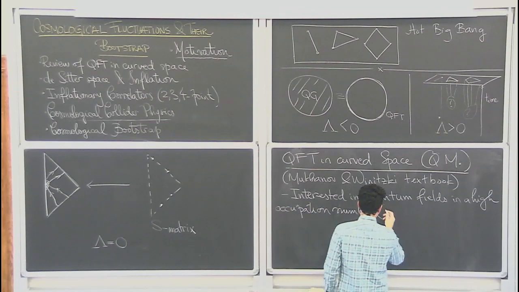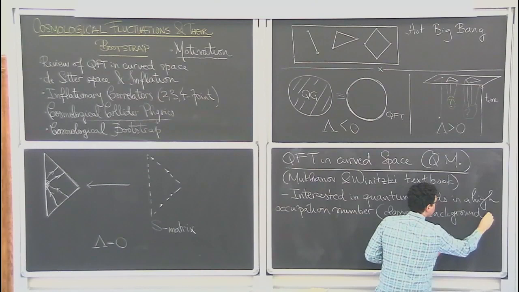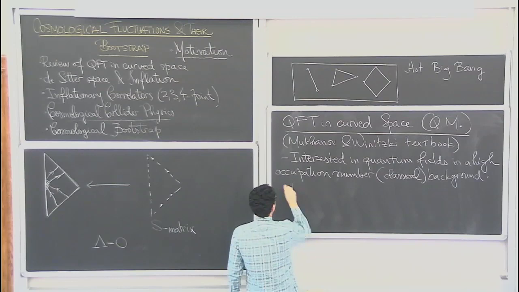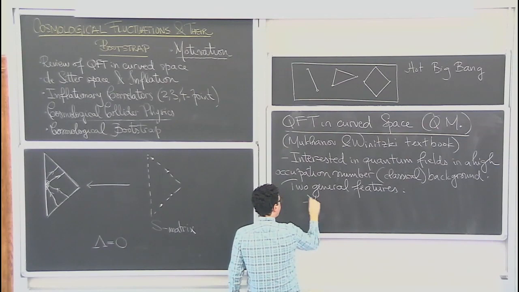So some classical background. Okay, so there are two general features of studying quantum fields now in a curved background instead of a flat background. Feature number one is that the vacuum is somehow ambiguous.